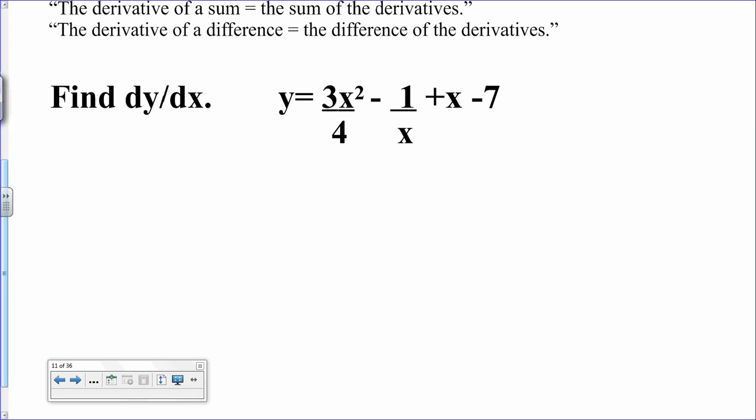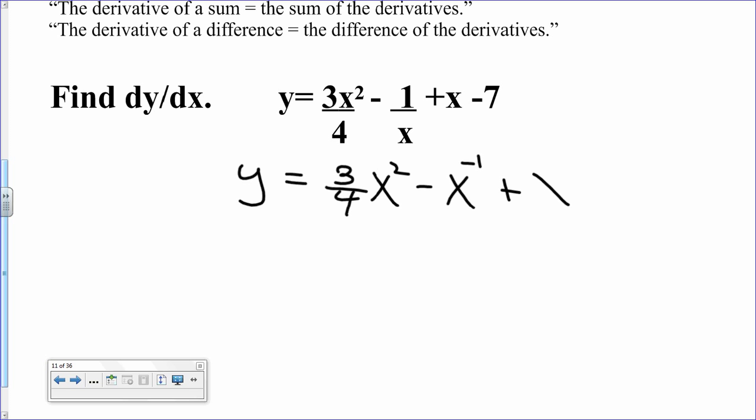Let's just rewrite this one before we take the derivative. So the first one, 3x squared over 4, is the same as 3/4 x squared. What about minus 1 over x? Minus 1x to the, good, and then plus x minus 7, that's no problem.